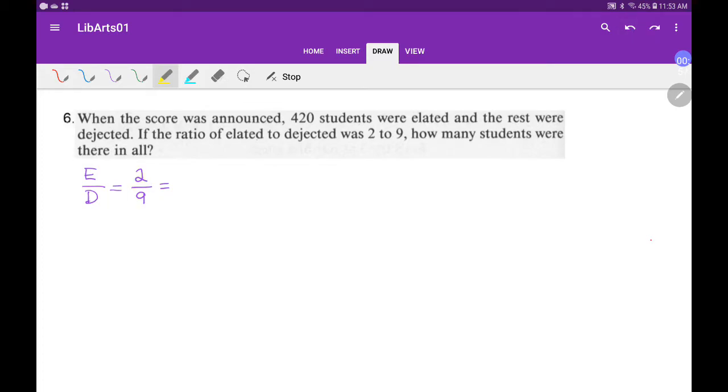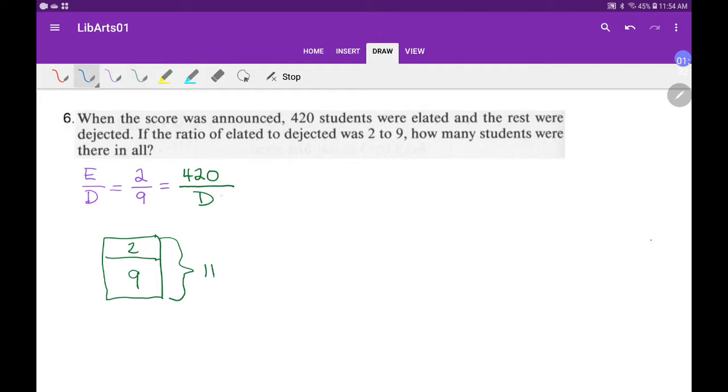Now, obviously, you don't have a school with 11 students, you know. You have this little school building, and there's 2 students over here who are elated, and there's 9 who are dejected, and the whole school is 11 students. Yeah, this is just a sample, a representative sample of the whole school. So then when we want to compare it to the whole school, we say, how many are elated and dejected in the whole school? And it's 420 students that were elated in the whole school, and we don't know how many were dejected, but we can find out.